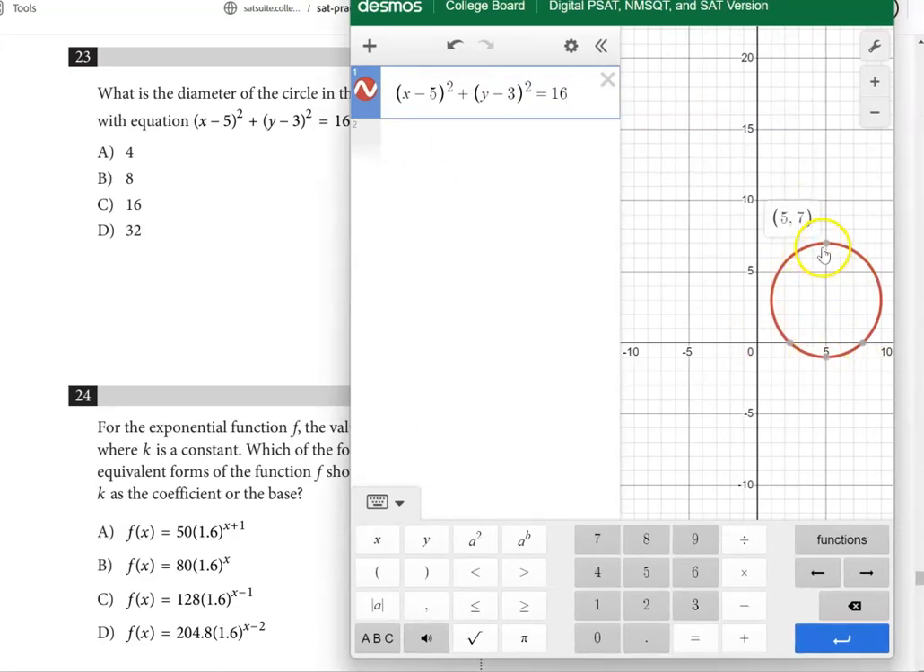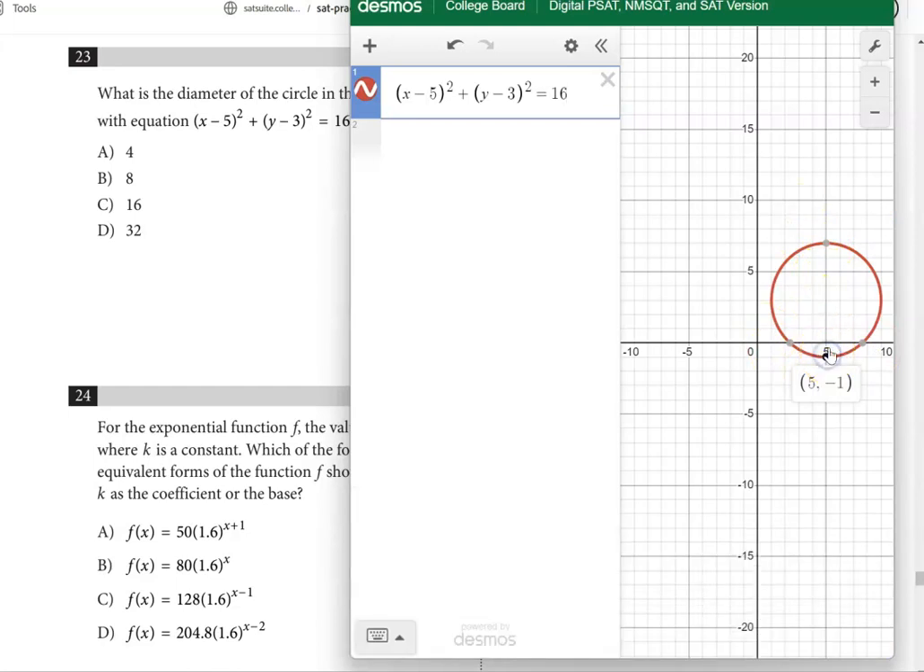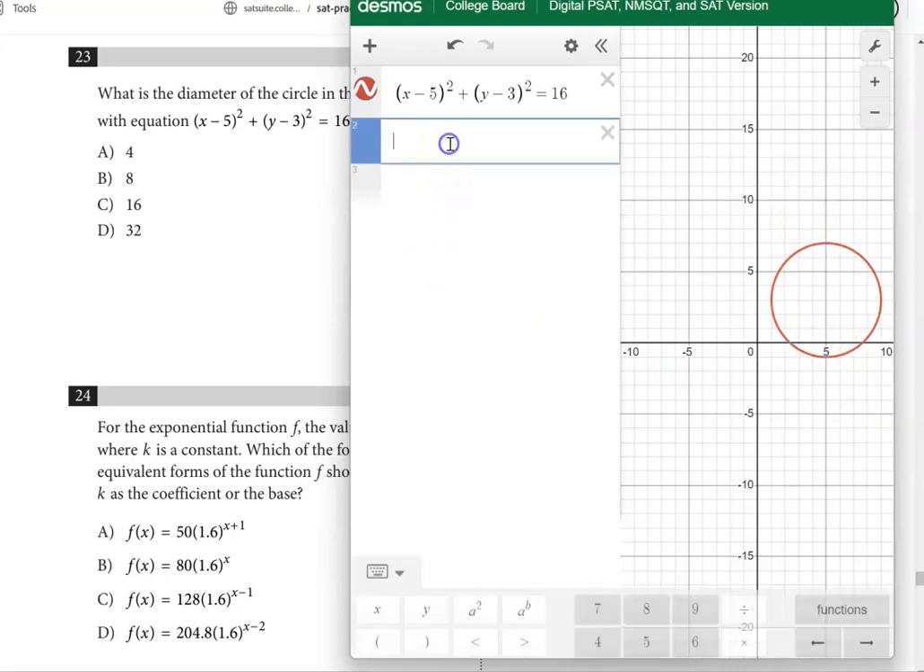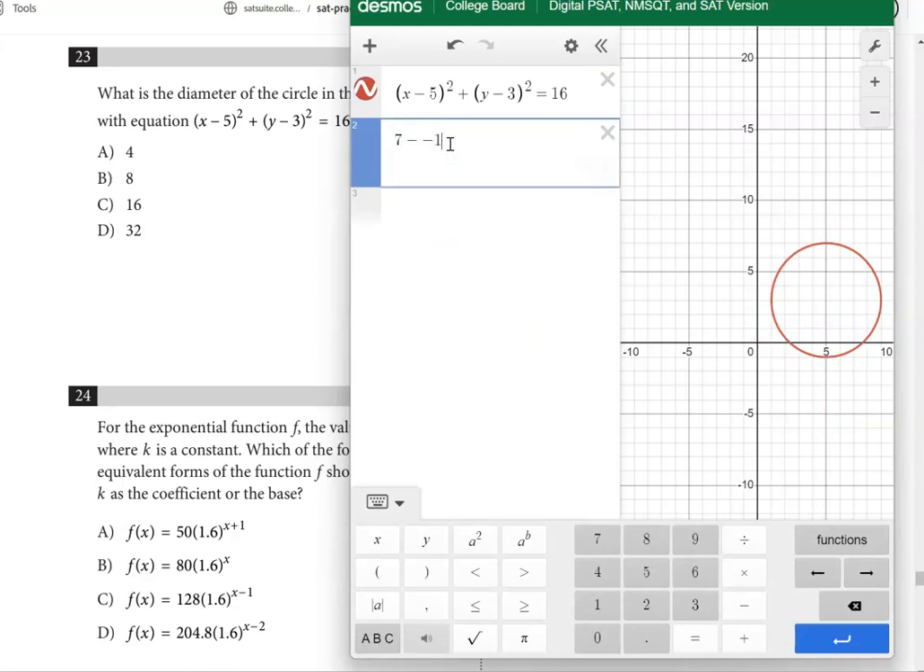And it's kind of hard to count, and I don't know, are these even count by ones? The easy way to get this diameter is just to click the point on the very top, that's your maximum, and the very bottom, that's your minimum point on that graph, and then you can see how far apart they are. So since this y-coordinate is 7 and this y-coordinate is -1, those are 8 spaces apart. You could also just subtract and see that they're 8 spaces apart. The correct answer was B.